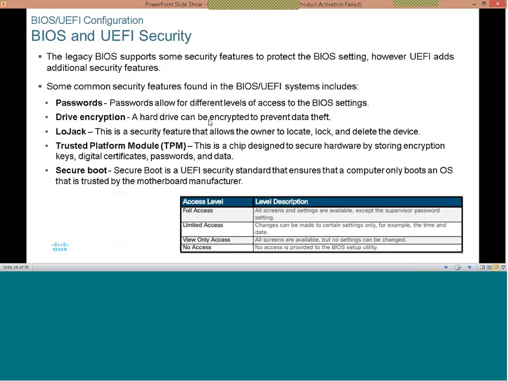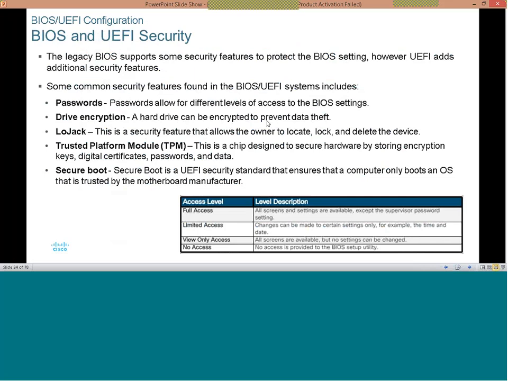The legacy BIOS supports some security features to protect the BIOS settings. However, UEFI adds additional security features. So, like we said, it's more or less enhanced security for the BIOS. Some common security features found in the BIOS UEFI system are the ones you can get alongside the modern BIOS. Passwords allow for different levels of access to the BIOS settings, which have to be provided for you to have access.